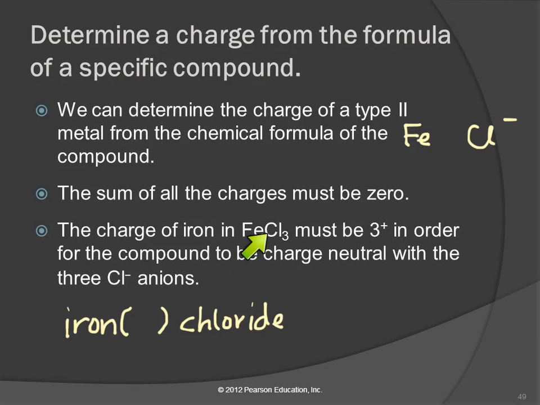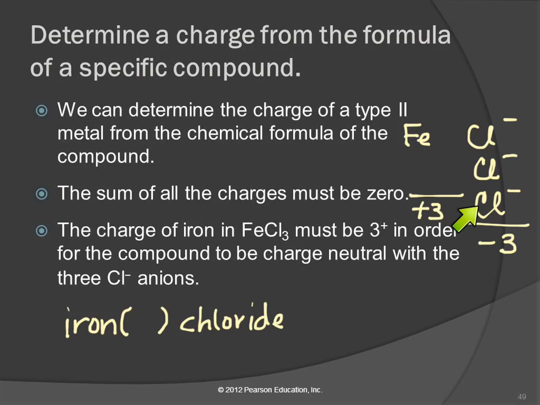The formula tells us there's 1 iron ion and 3 chloride ions. So I've got the 1 iron, I've got 3 chlorides. If I have 3 chlorides, what's the total negative charge? -3. So the total positive charge must be +3, right? Because +3 and -3 have to add up to 0.